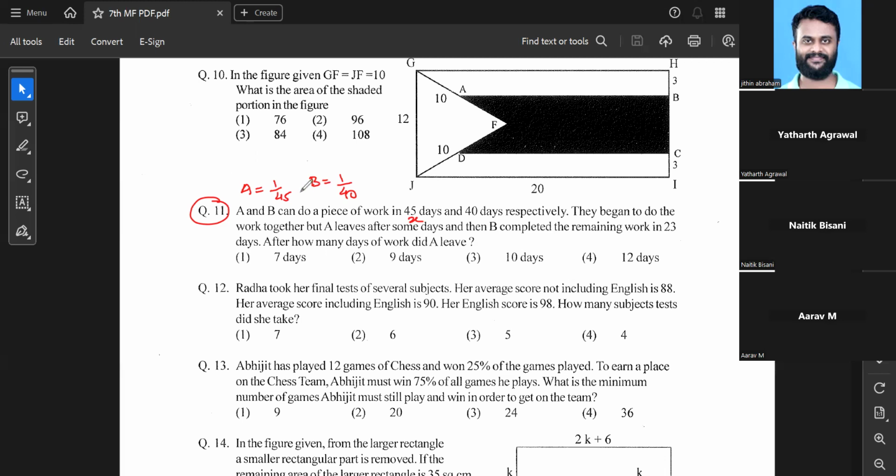So कितना दिन ये लोग ने एक साथ काम किया? How many days did they both work together? That's what the question is. So the total amount of work initially was started by A and B together. So let's say X number of days के लिए this A, that is 1 upon 45, plus B, that is 1 upon 40, they both work together, and then for the remaining 23 days, B's work was 1 by 40. So for X number of days, they both worked. For 23 days, B worked. That's when the work got finished. Equal to 1 it is.